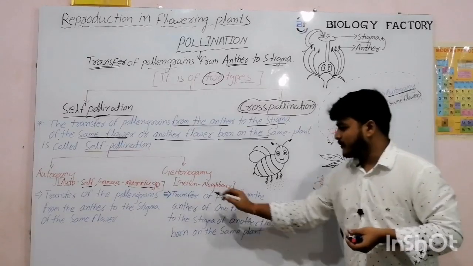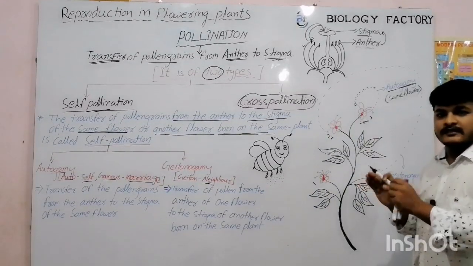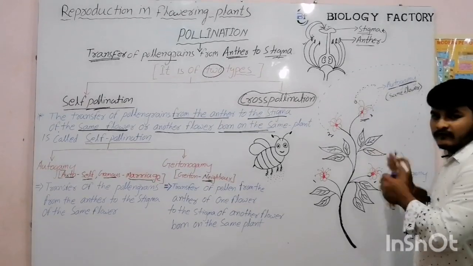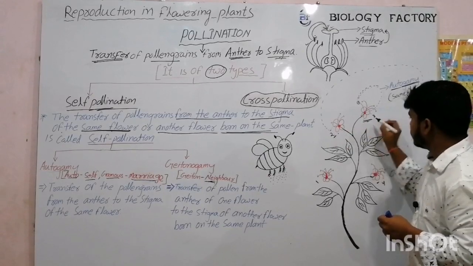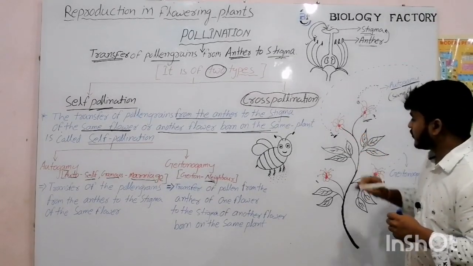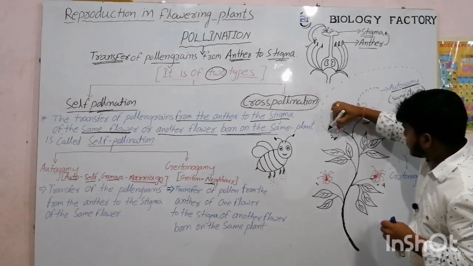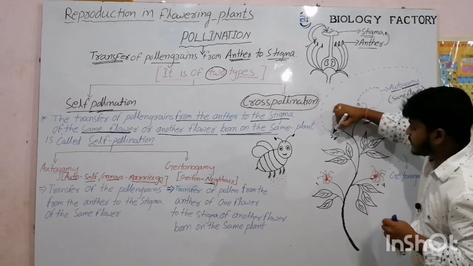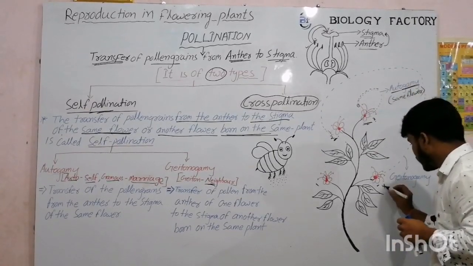Next, geitonogamy. Geitonogamy means neighboring. That means the transfer takes place to a neighboring plant, a neighboring flower. That means it is your flower. You may take 2, you may take 3, you may take 4. If we take the example of number 2, that is the male reproductive part. The pollen grains are transferred from the anther of number 2, that means flower number 2 is going to deposit them on the stigma of number 4.